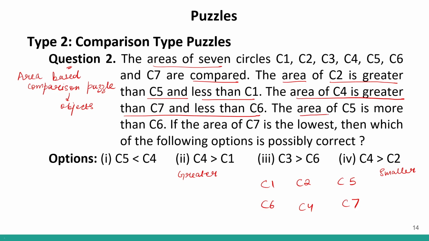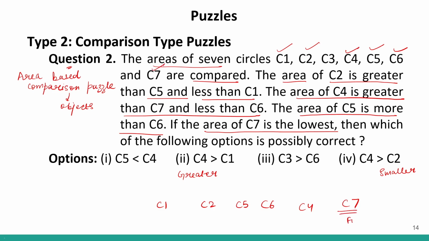Now it is given to us the area of C5 is more than C6. So automatically I can write C1, C2, C5, because the area of C5 is greater than C6. So this is how I will place 6 circles. 1 is remaining. It is given to us that the area of C7 is the lowest, so this one is the smallest. We have placed C1, C2, C5, C6, C4 and C7. C7 is fixed because we know that it is the lowest.